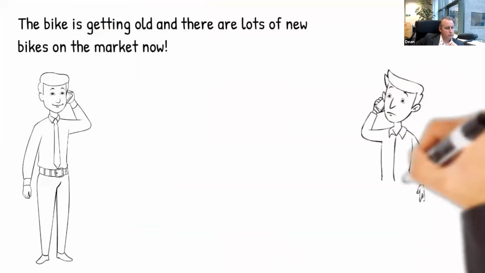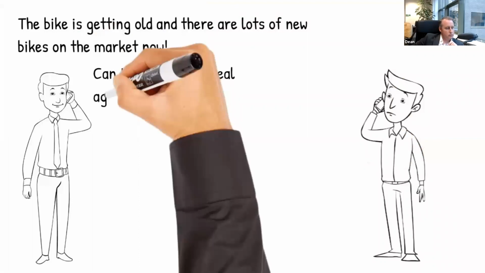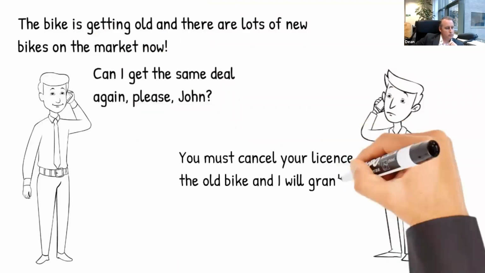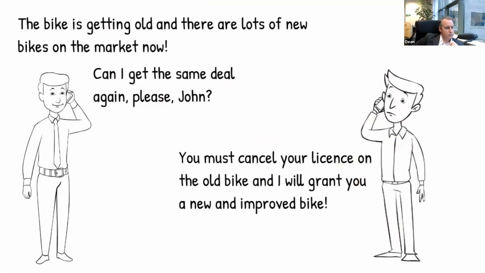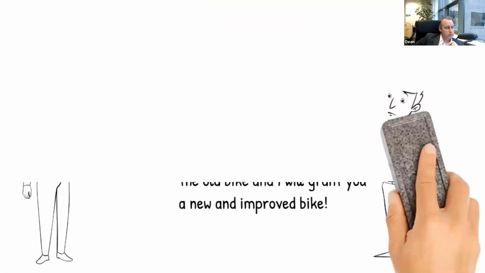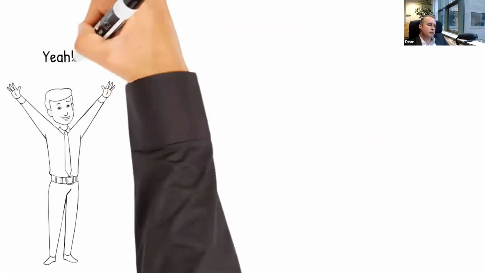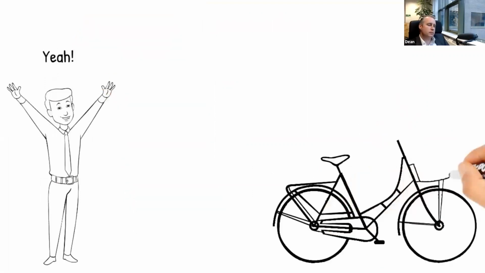John said that that's not a problem. "You must cancel your license on the old bike and I will grant you a new and improved bike again on a perpetual basis." Paul is delighted and can't wait to get his hands on his new flash wheels and happily gives John back the old bike.